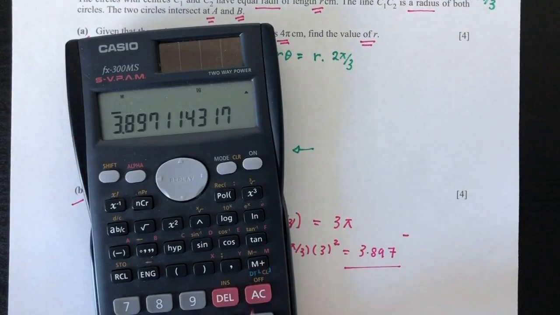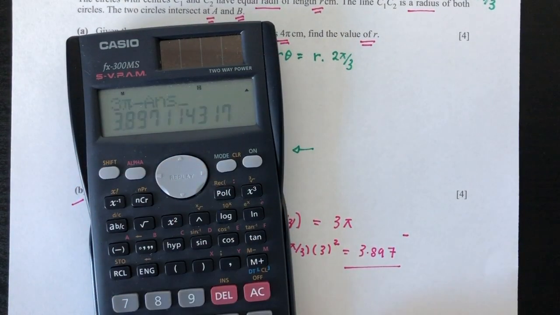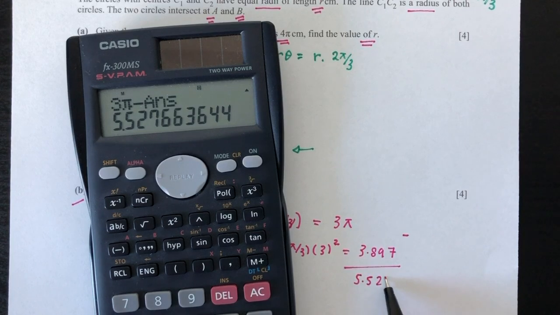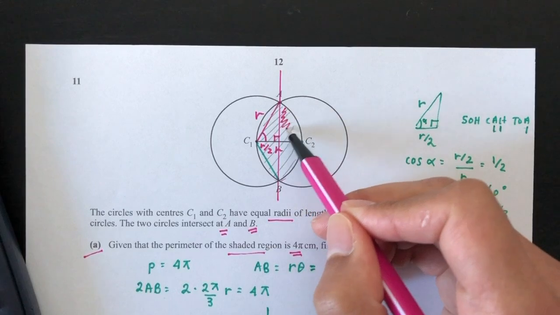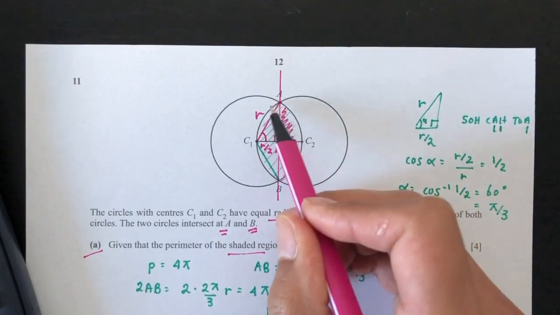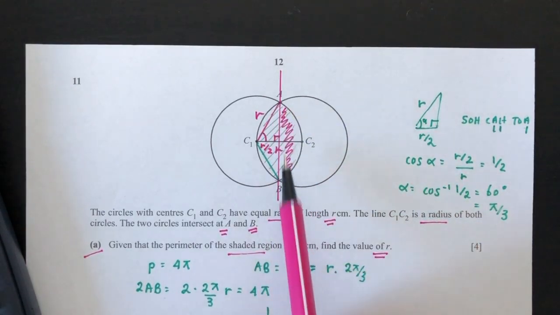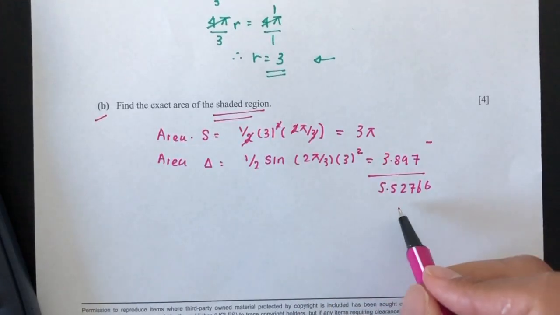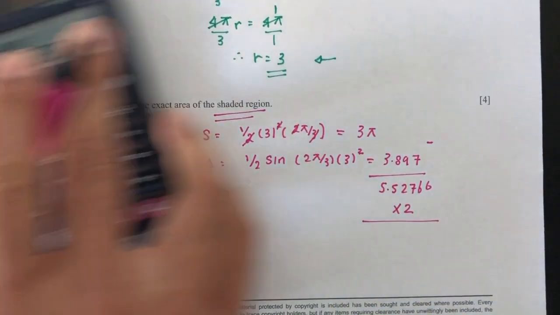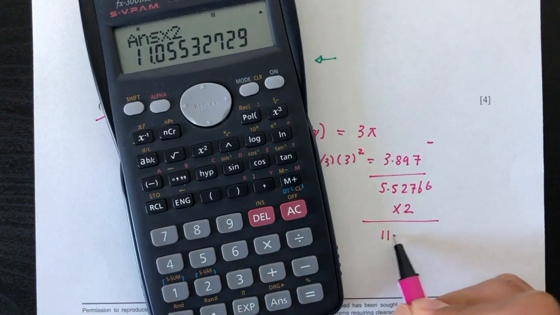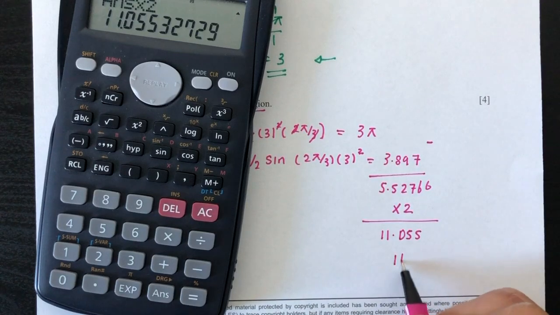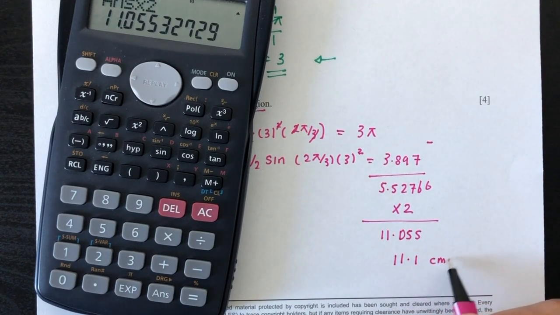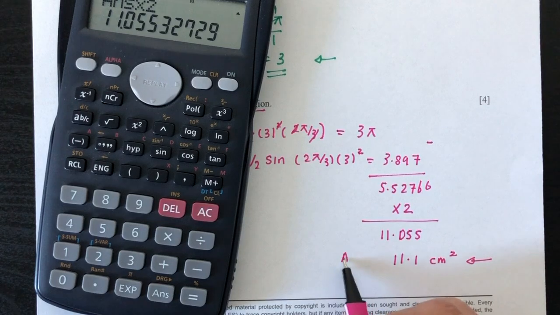So to find this one side, it will be this area minus this one: 3 pi minus the answer, that will be 5.52766. Now this is only for one part, one side of this shape, so we have to find this one as well. Luckily, this and this are the same. We can multiply by 2 to find the area of the region. So times 2, that will be 11.1, correct to 3 significant figures, which is 11.1 centimeters squared for the area of the shaded region.